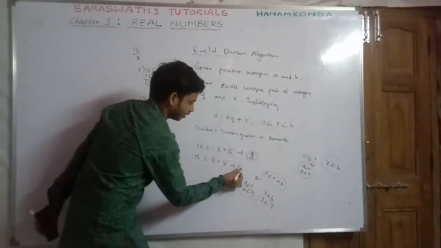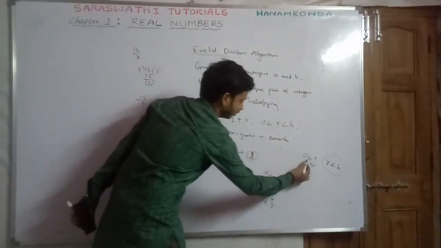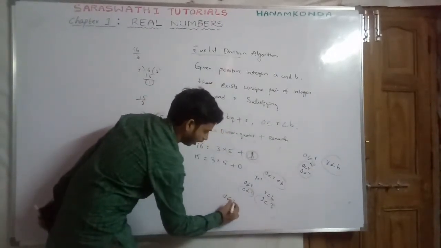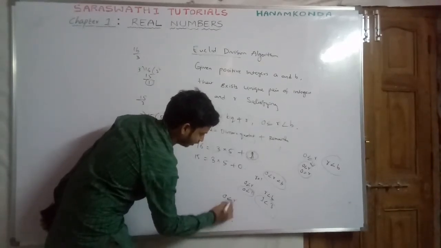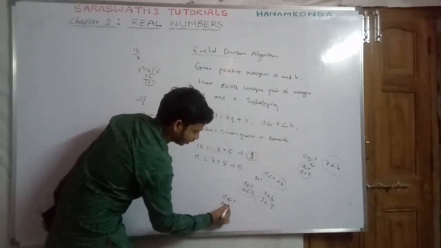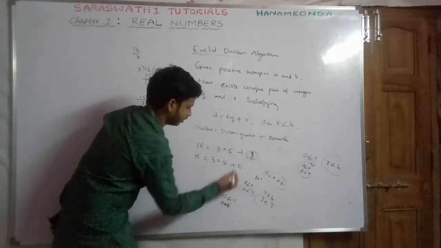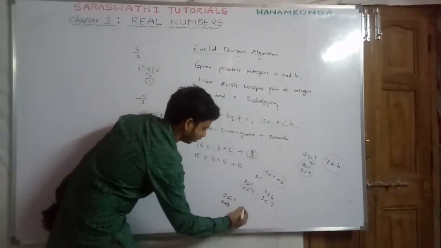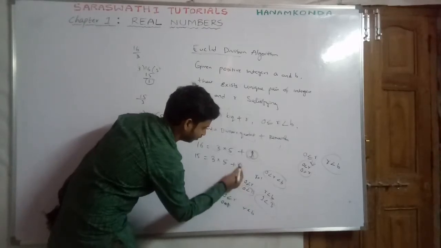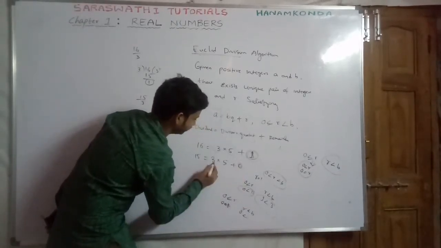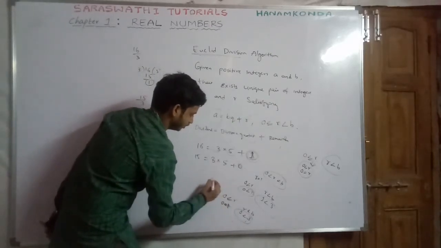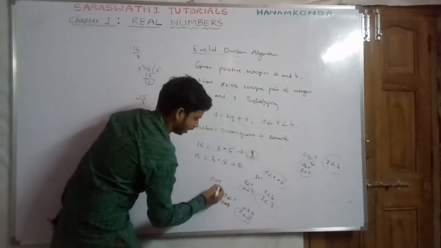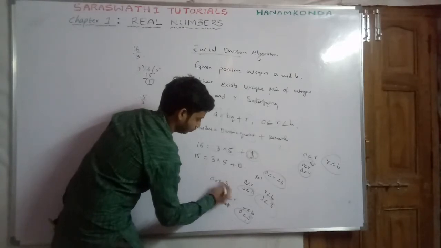Here the remainder value is 0. So 0 less than or equal to r means 0 may be less than r or 0 equal to r. Here the remainder equals 0, so the r value equals 0, and r less than b: the remainder we have obtained is 0, and 0 is less than b, which is 3. So it is satisfying the condition 0 equal to r less than b.